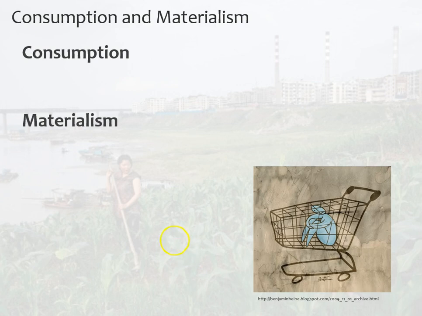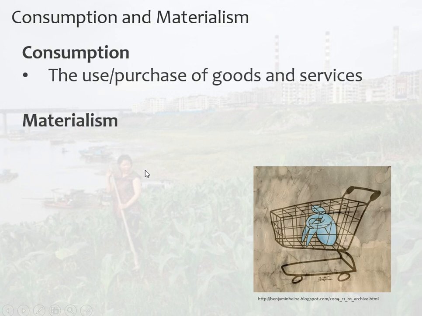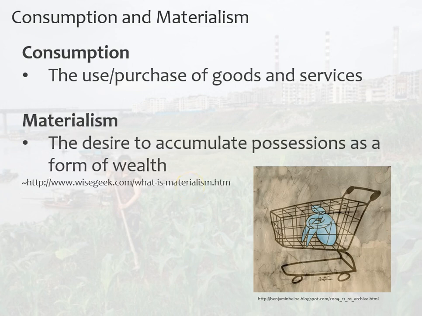So the first thing we need to do is define these 2 terms. Consumption in this case refers to the use and purchase of goods and services. So consumption is just a general term for basically any time you buy something and use it. So it really has to do with buying, economic activity. Materialism can be thought of as the desire to accumulate possessions as a form of wealth. So consumption is basically just when you buy and use things.